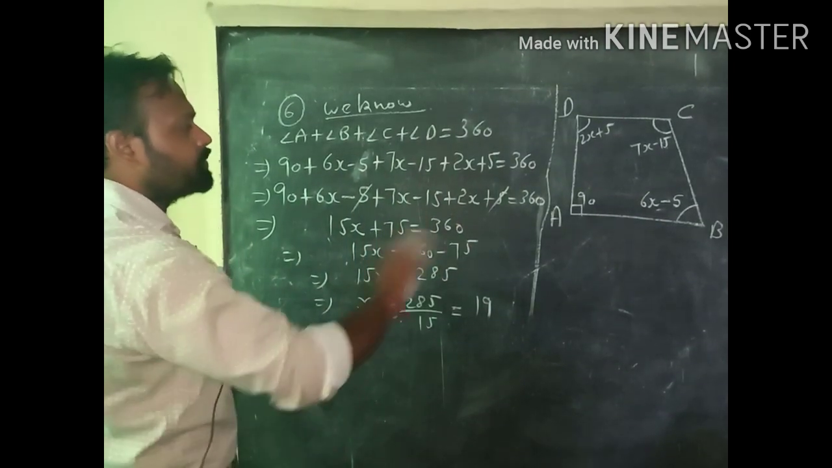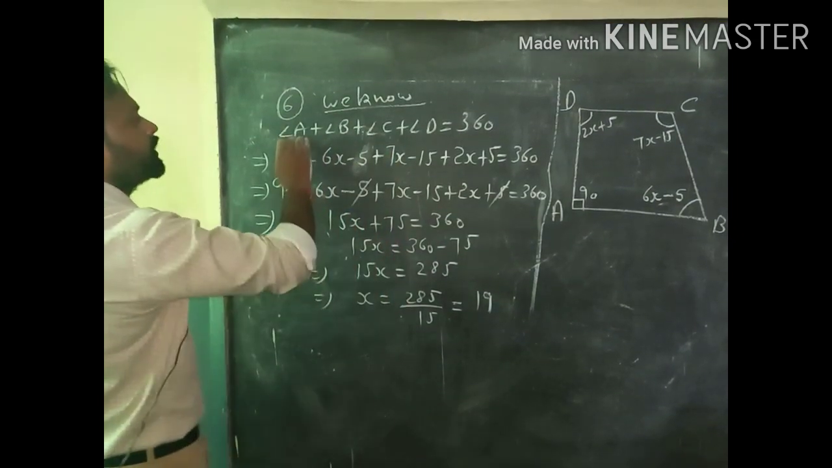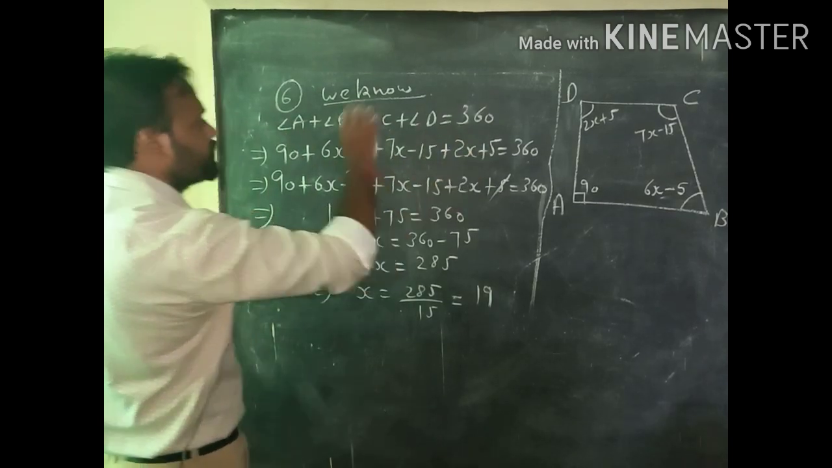Okay, now this is a very simple and easy sum. How? We have to directly apply here the angle sum property, means the sum of the angles is 360.